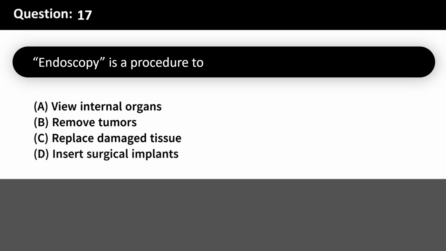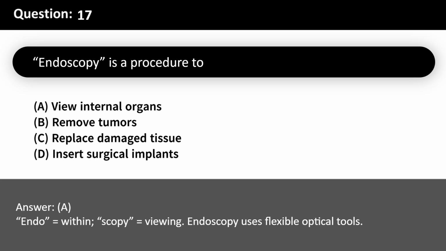Endoscopy is a procedure to: A. View internal organs. B. Remove tumors. C. Replace damaged tissue. D. Insert surgical implants. Answer, A. Endo equals within, scopy equals viewing. Endoscopy uses flexible optical tools.